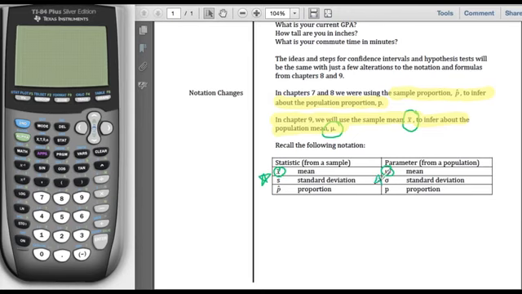Also recall from some previous videos that S is the sample standard deviation and sigma is the population standard deviation. Whether or not we have sigma will make a difference with what distribution we use later on at the end of this chapter. So keep that in mind. S is the sample standard deviation. It's a statistic. Sigma is the population standard deviation. It is a parameter.